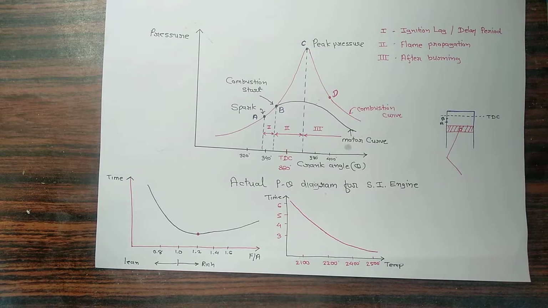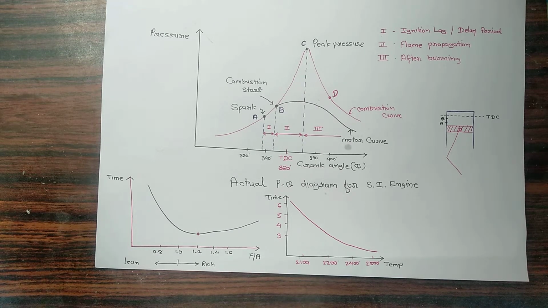Clear? Now what actually happens: after the flame front has reached the cylinder walls, about 25% of the charge is still not completely burned. At this stage it becomes difficult for the remaining oxygen in the charge to react with the petrol vapor, so the rate of combustion will slow down. This condition is known as the afterburning condition, right?